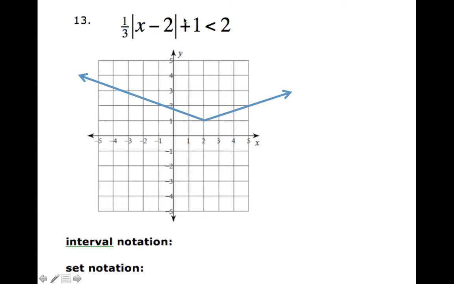This number and this number give you the vertex, and this one is always the opposite of what you see. It says -2, so it's going to be a 2. It says +1, that one's a +1. So here's your vertex. 2, 1 is your vertex.